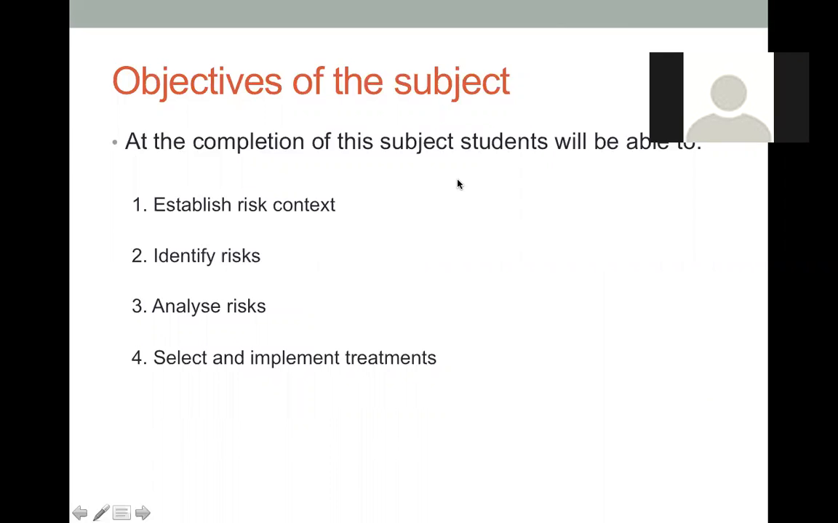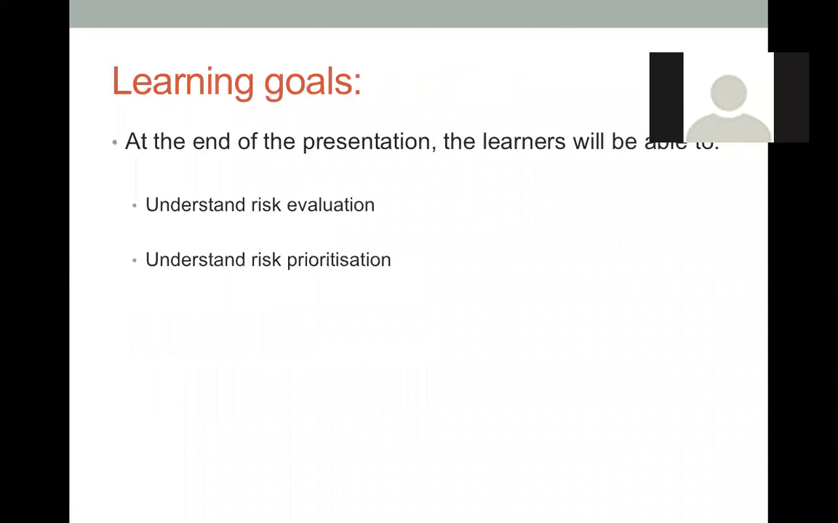Okay, so those are the objectives of the subject: establish the risk context, identify risk, analyze risk, select and implement treatment. And for this module, there are 2 things that we try to achieve as our learning goals: understand risk evaluation and understand risk prioritization.